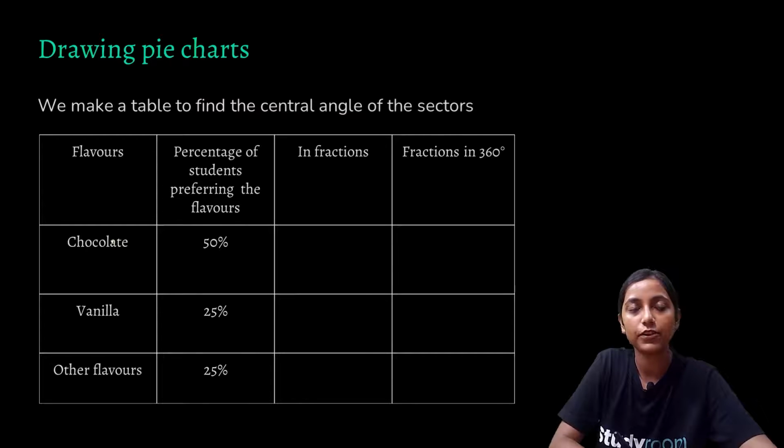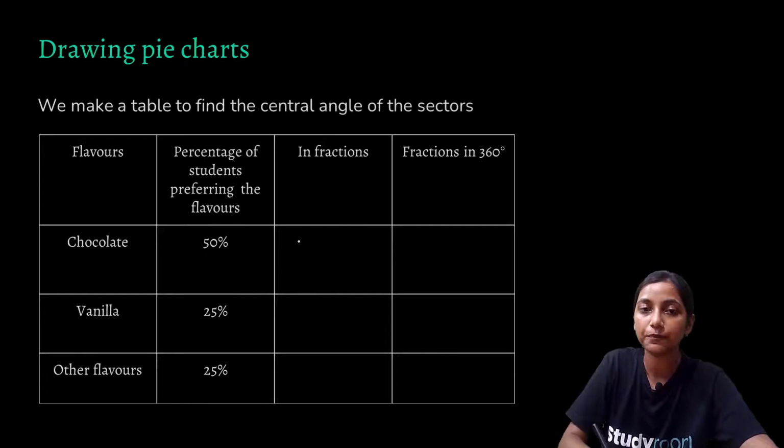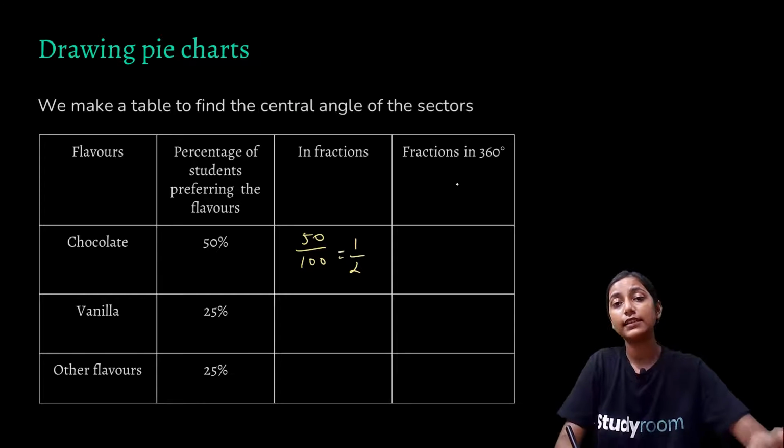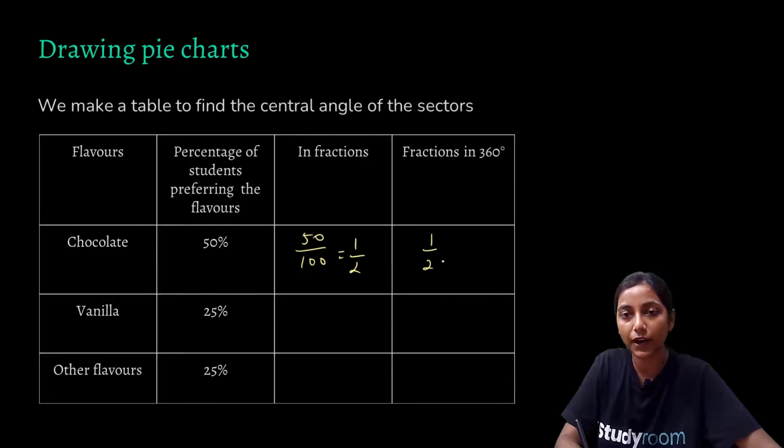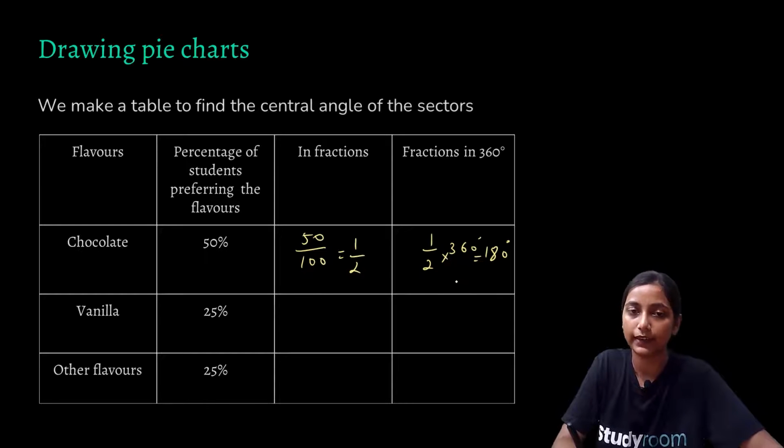So, starting from here, chocolate, we are given the percent of students preferring the flavor as 50. In fractions, it will be 50 by 100, or we can say 1 by 2. So we need to find it in 360 degrees. So it will be 1 by 2 of 360 degrees. That is nothing but 180 degrees. So we got first for chocolate as 180 degrees.